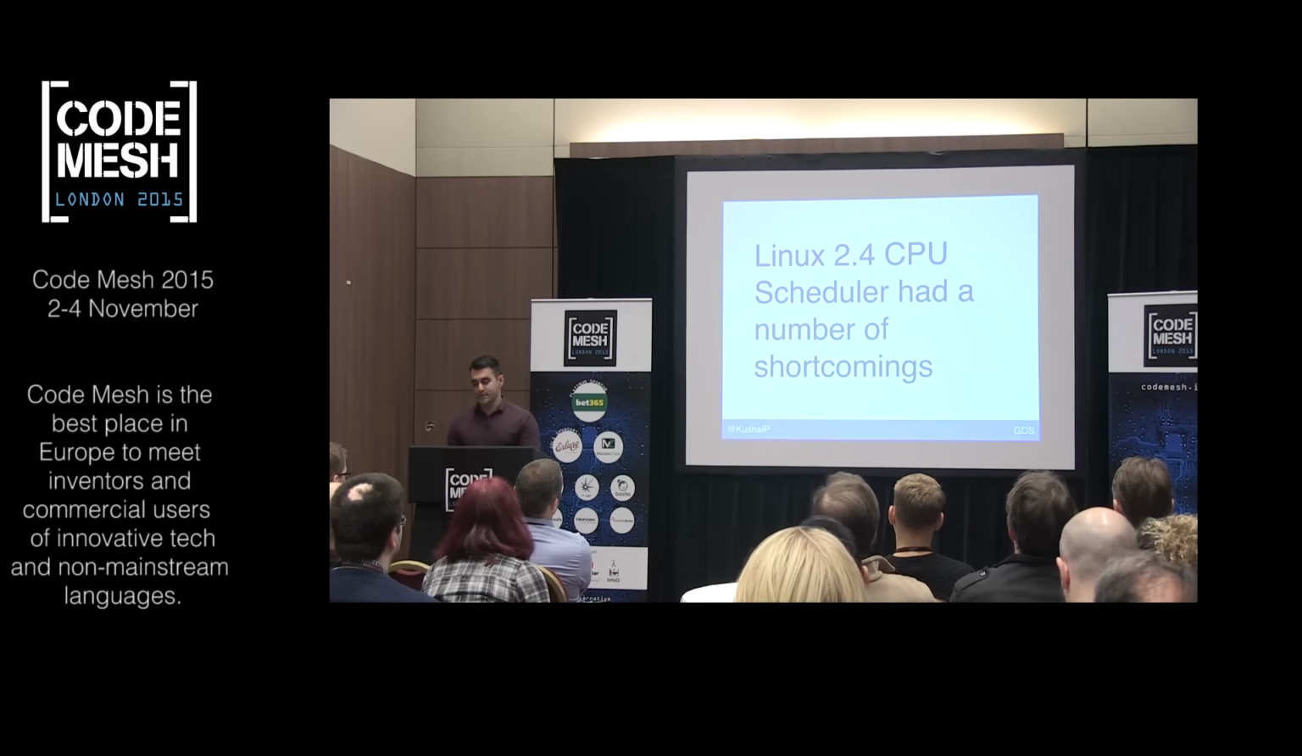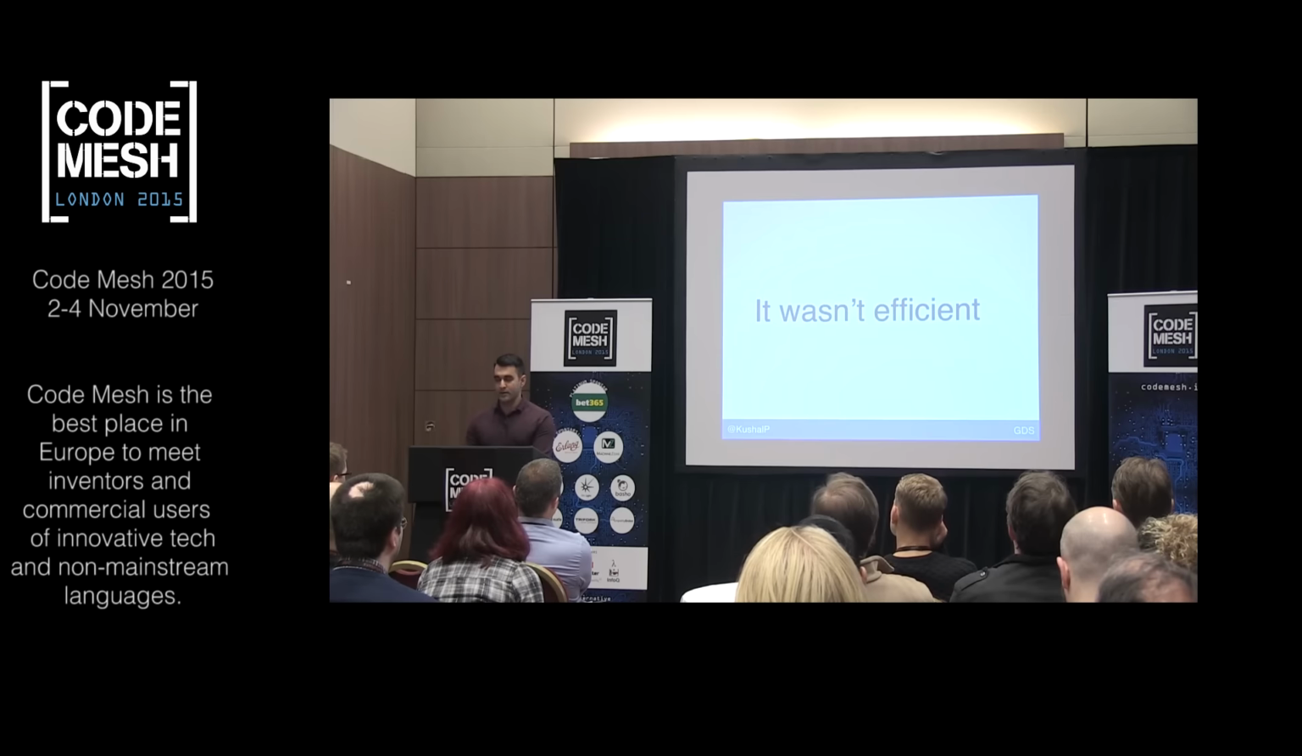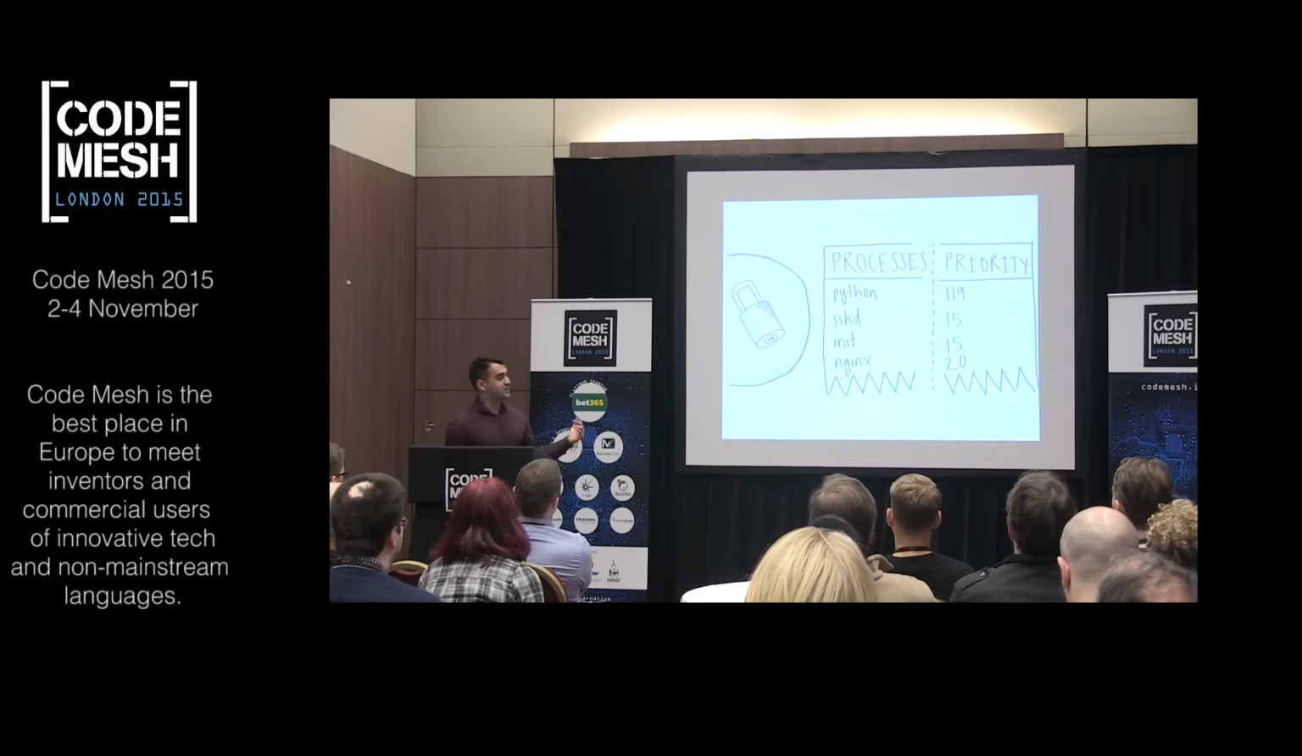But the 2.4 CPU scheduler had a number of shortcomings. The biggest one is it wasn't efficient. It had to iterate over all tasks in the task list every single time. If our task list was huge, it would use up a lot of time just trying to read through each time and seek through that entire list.